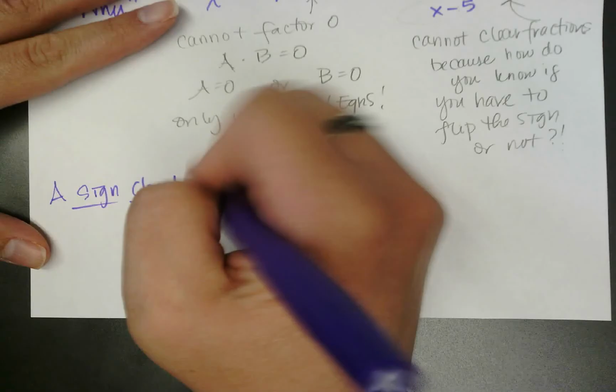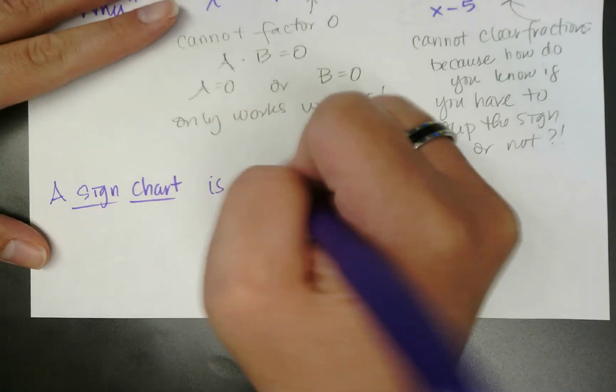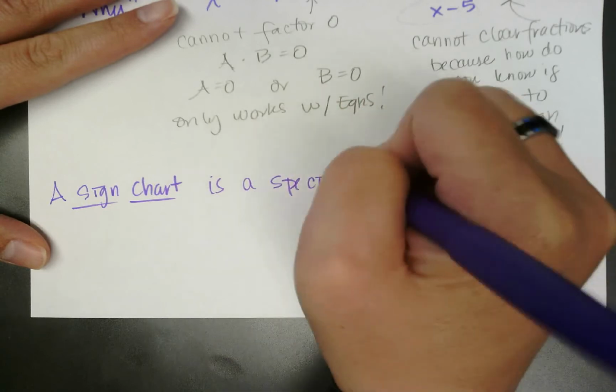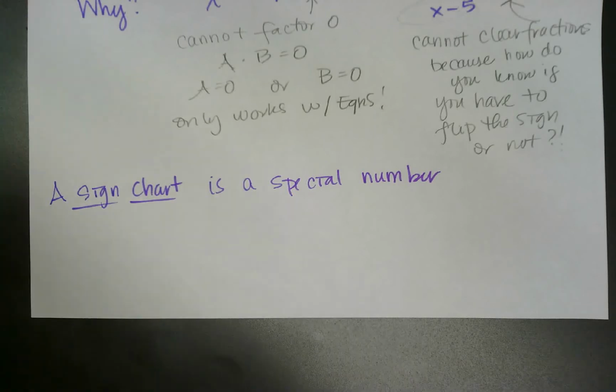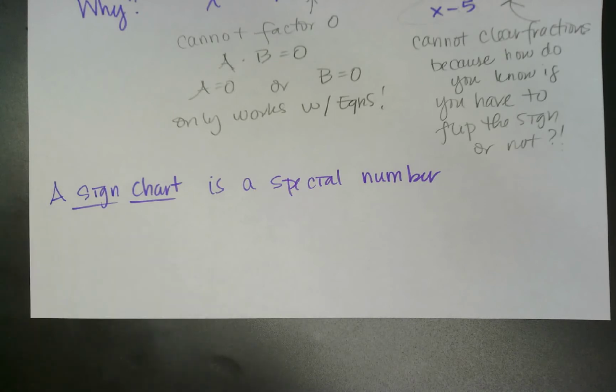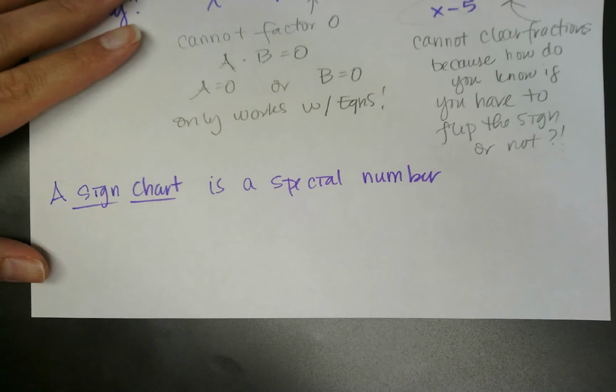A sign chart is a special number line. So notice that we did number lines in the beginning of class with those two examples and we shaded. Those are number lines too. Those are normal number lines. Sign chart is a special number line. That's when it's got positives and negatives and bad numbers and all that stuff. So this number line is going to be real fancy.